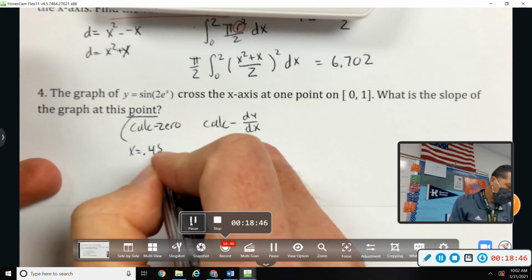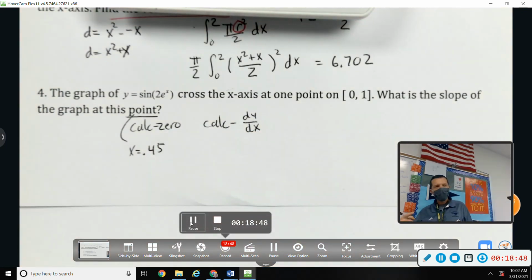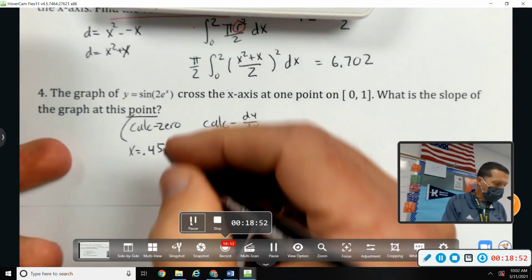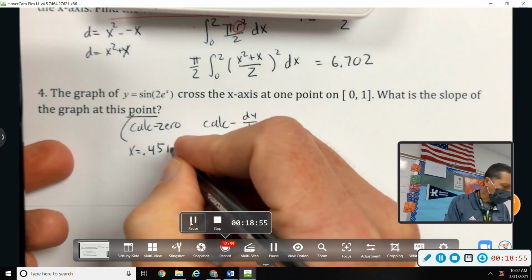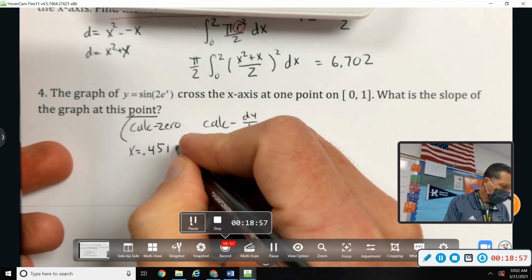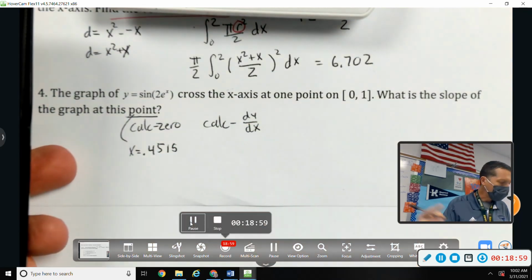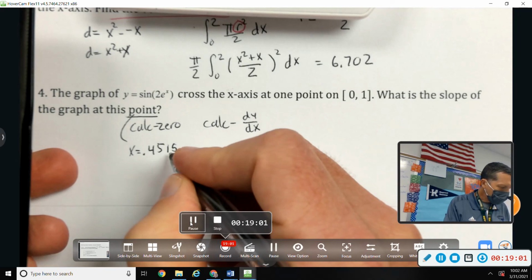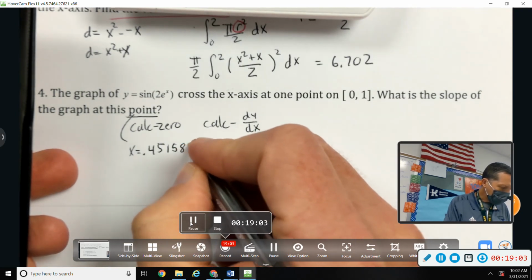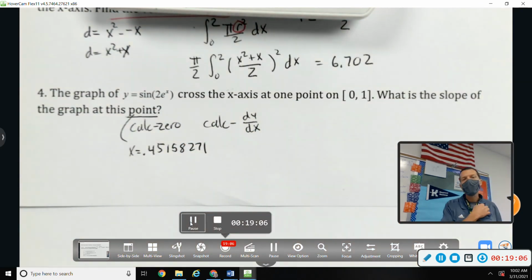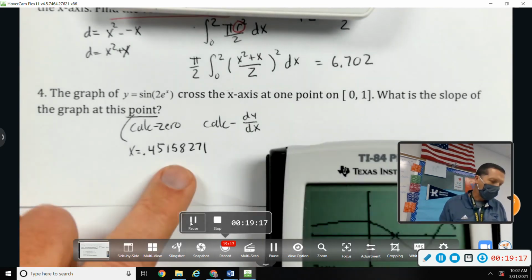Now, answers need to be accurate to 3 decimal places, but since I'm going to use this number later, I probably want to carry more than 3 decimal places, just to make sure my final answer is accurate to 3 decimal places. 0.4515827. That's a little overkill, but if I stop it at 3, then my next answer might be only accurate to 2. And then if I use that again, it might only be accurate to 1. So I need to be careful to carry that as best I can all the way through.